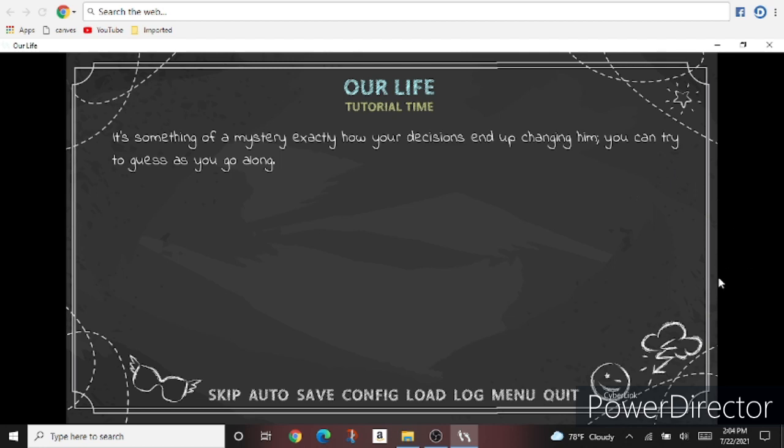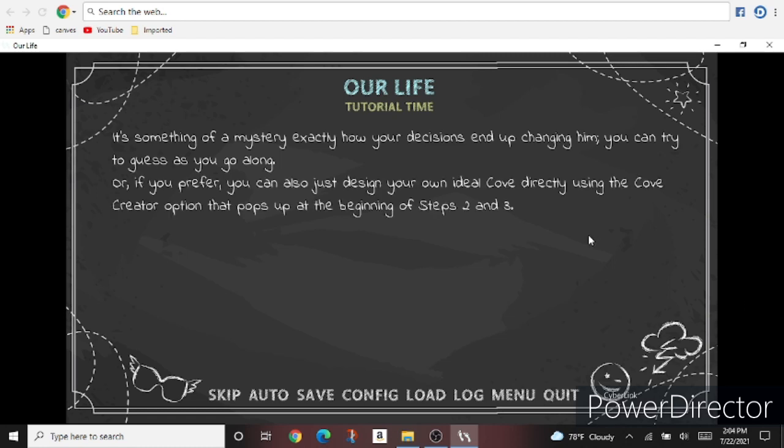Sorry, I'm a sucker for catching up. It's something of a mystery exactly how your decisions end up changing him. You can try and guess as you go along, or if you prefer, you can also just design your own ideal Cove directly using the Cove Creator option that pops up at the beginning of steps 2 and 3.